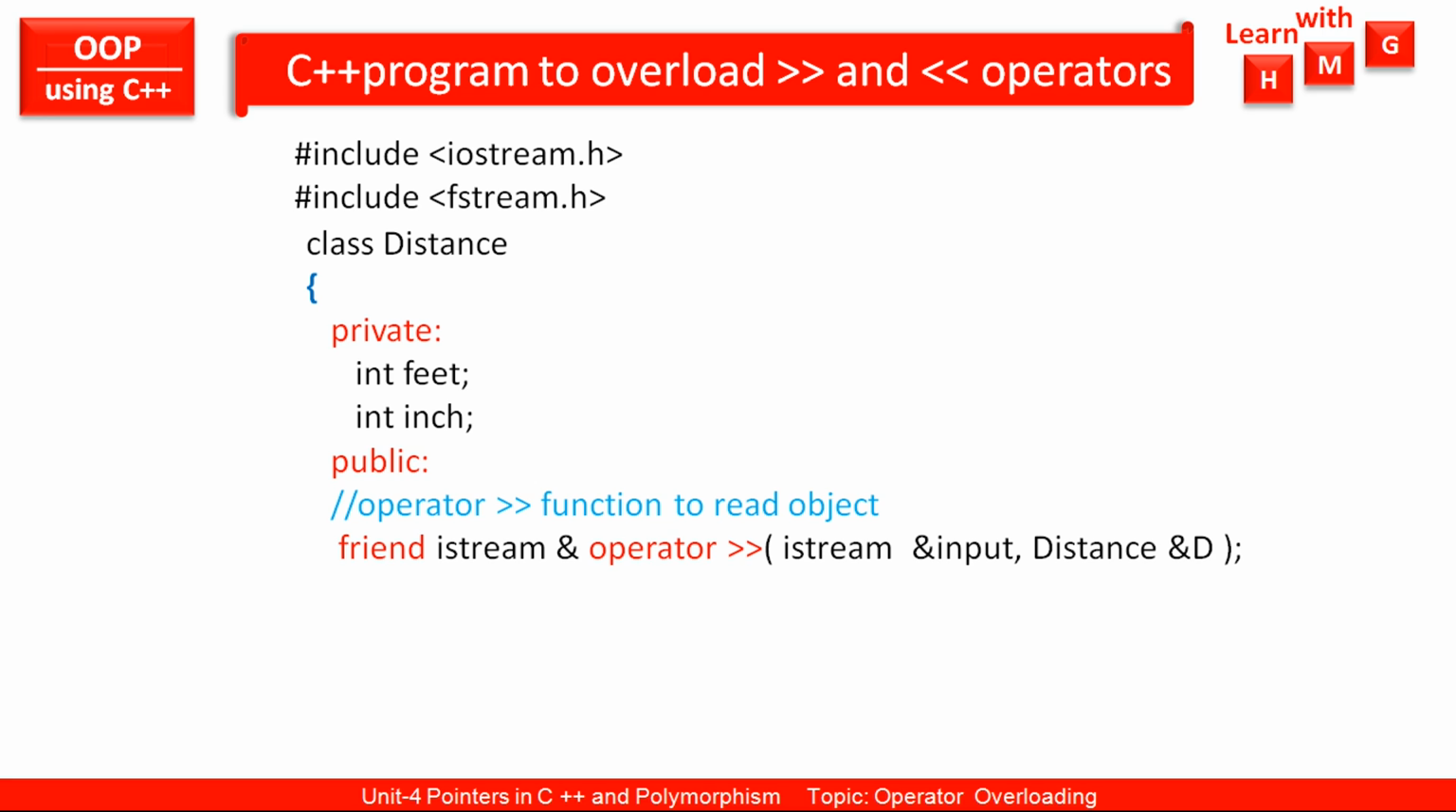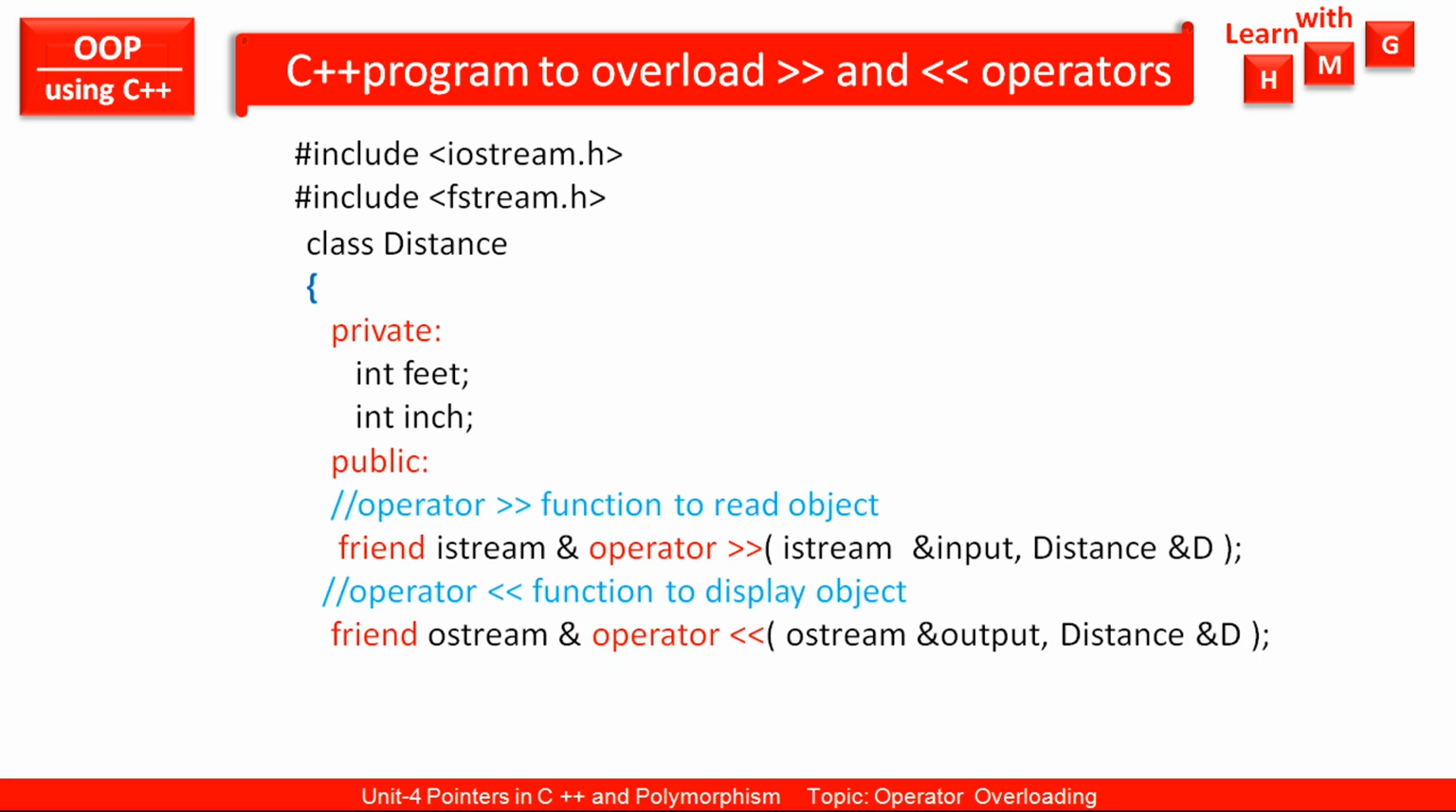The operator extraction is accepting here two objects. One is the input object of the type input stream class, and D is the object of Distance class, and this extraction operator function is returning an input stream type of object. The second operator function is used to overload the insertion operator.